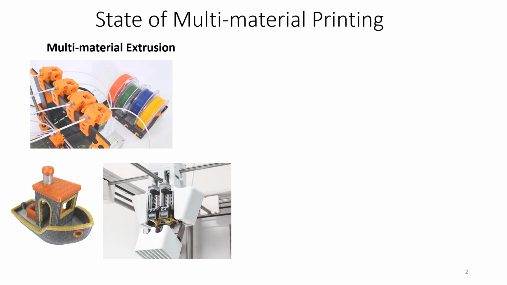So, to get started, let's talk about where the state of multi-material 3D printing is. Well, on one hand, we have multi-material extrusion-based systems. These include filament multiplexers or perhaps multi-build point systems. As they print, they switch between discrete material regions to print with different colors, different materials, or different material properties.